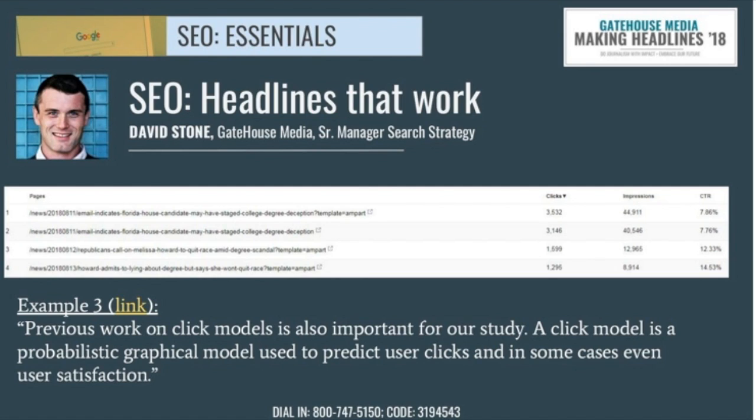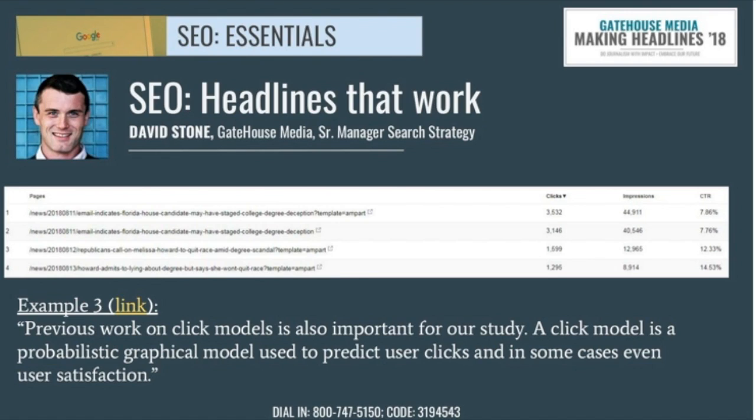So I don't want to say that the email story didn't do well because, in fact, it did, and they did a lot of things right. But if you look at the second story that went out, they actually matched the user's query, and when you match the user's query, they will click on it more often. Interesting. Okay. And if we can go back, I wanted to read there. I linked to something Google has actually talked about. Previous work on click models is also important for our study.